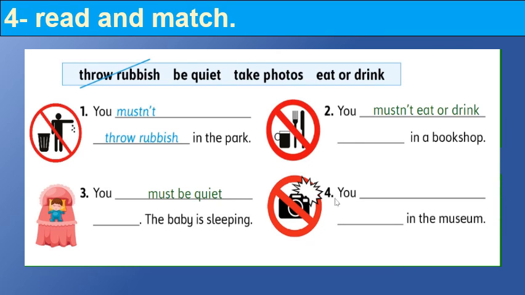Now, sentence number 4. Look at this sign here. This sign says mustn't, all right? And mustn't what? Of course, we have a camera here, and the camera means take photos. So you mustn't take photos in the museum. All right, so thank you very much. This is how you use must and mustn't. We use it for obligation or prohibition. Thank you very much.